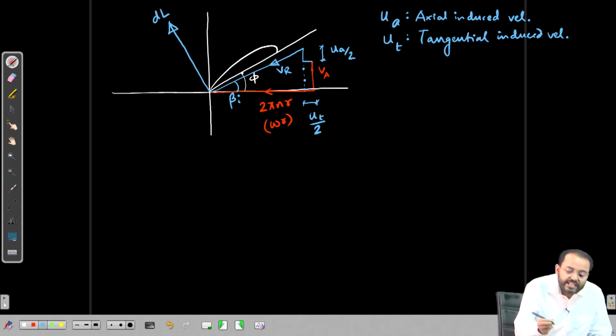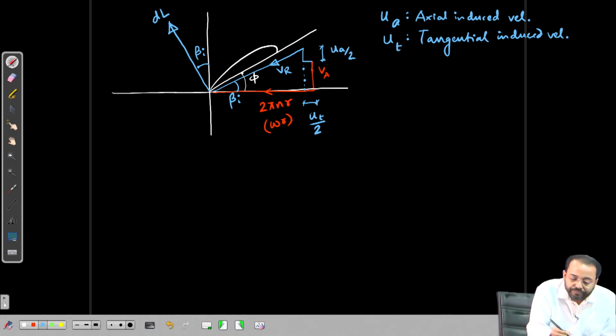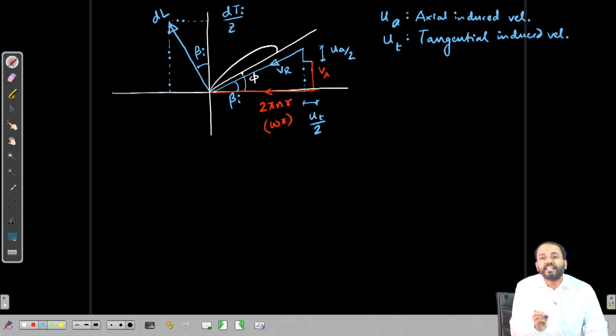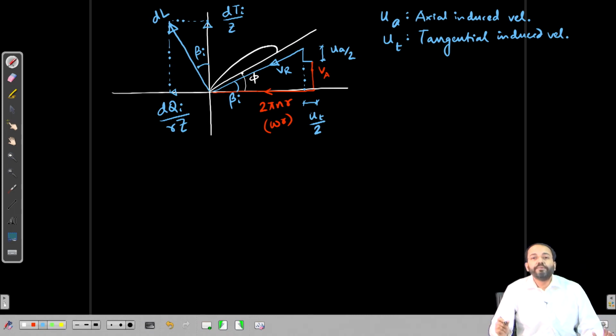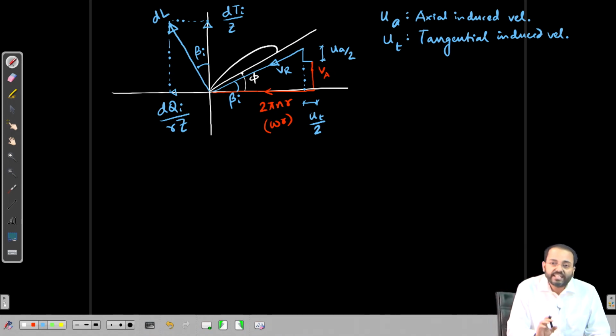So, this will be dl, which is inclined at beta i with the vertical, and since we are neglecting the drag, directly from the components of lift we can get dT by z. We name it as dTi because this is for the ideal case where we are neglecting drag, and dQi by rz. Okay. Just like before, we have drawn the lift and the thrust and torque by neglecting drag.